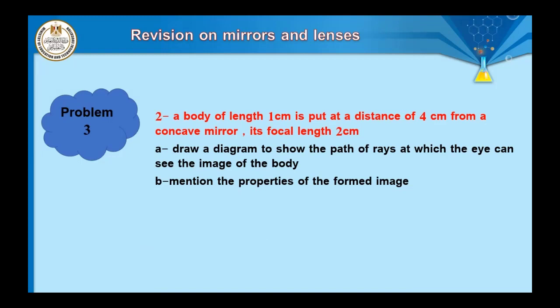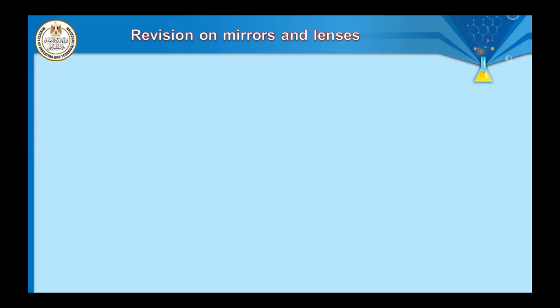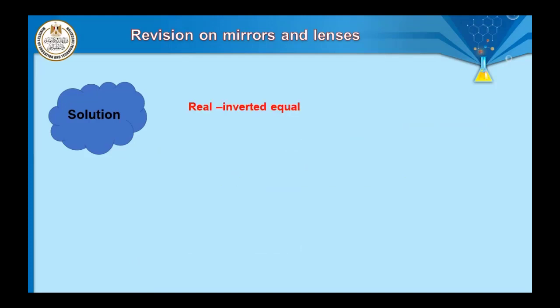Problem number three. A body of length 1 centimeter is put at a distance of 4 centimeters from a concave mirror. Its focal length equals 2 centimeters. Draw a diagram to show the path of rays by which the eye can see the image of the body. Then mention the properties of this image. Where is the object? At a distance of 4 centimeters. The focal length is 2 centimeters. This means that the object is at a distance equal to double the focal length. The image will be formed at the center. Properties of this image: real, inverted, equal.